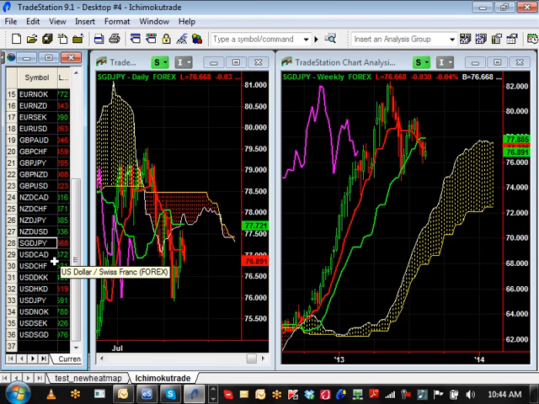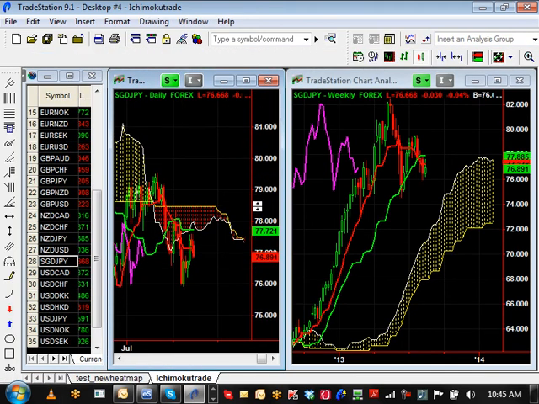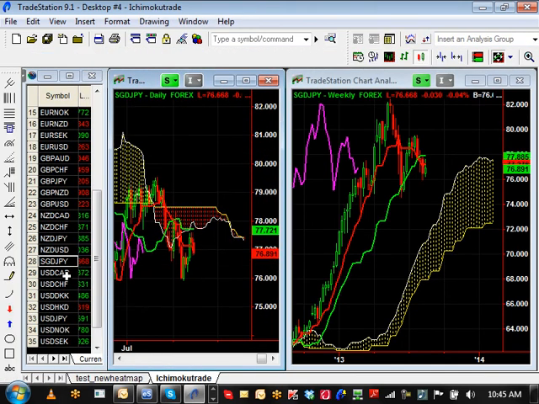Singapore yen, still bullish, but trying to go for a major pullback, which it hasn't done yet. Resistance is 77.88. Support on this one is going to be roughly, I would say, 76.